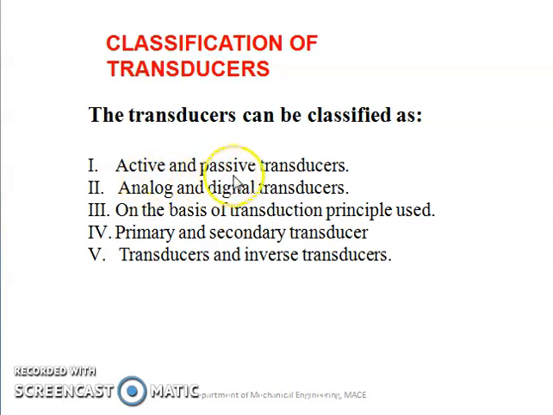First one is active and passive transducer. Second one is analog and digital transducer. Third one is on the basis of transduction principle used. And fourth classification is primary and secondary transducer. And fifth is transducers and inverse transducers. Let us see one by one in detail.